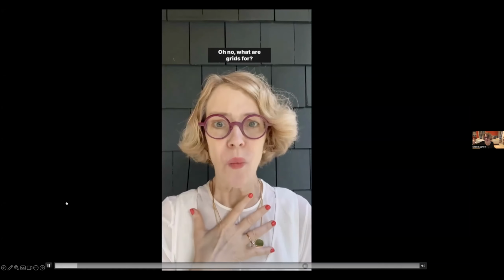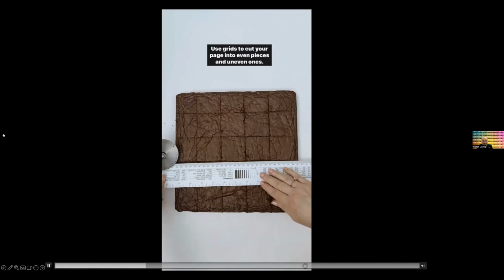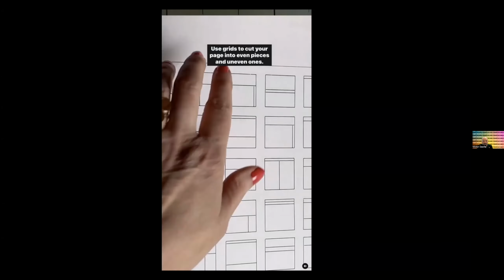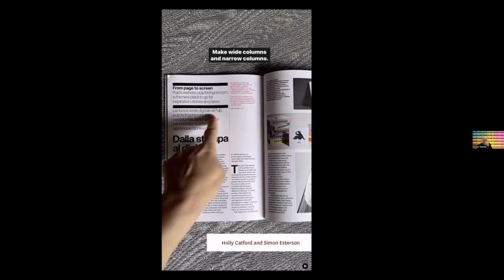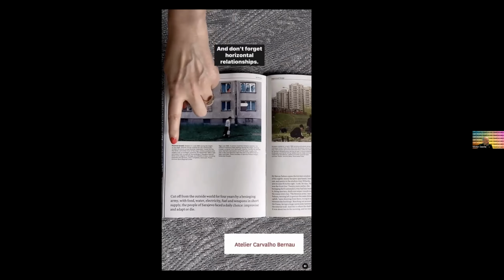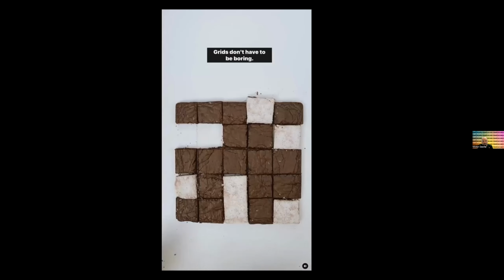Oh no, what are grids for? Grids create order and consistency. Use grids to cut your page into even pieces and uneven ones. Make wide columns and narrow columns. Make beautiful blank spaces. And don't forget horizontal relationships. Grids don't have to be boring.